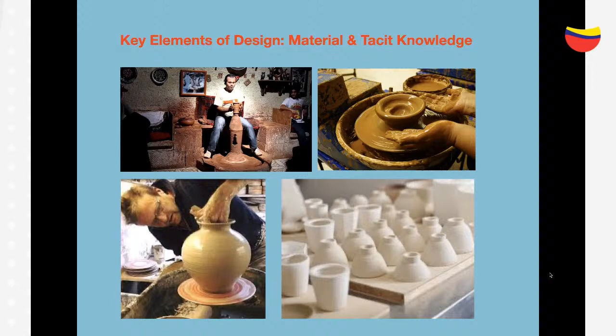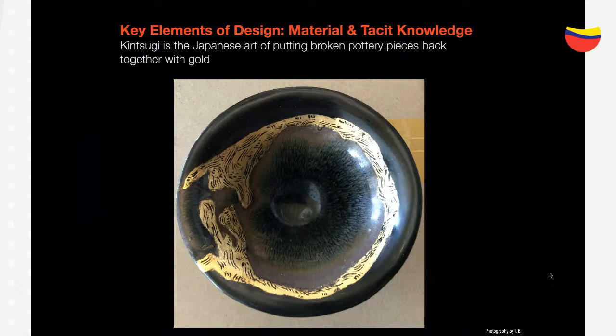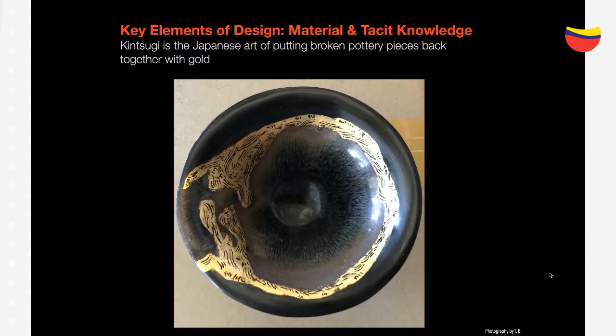Okay, and oh yes, that's the one I was talking about. Kintsugi is the Japanese art of putting broken pottery pieces back together with gold. What does it mean? You have a pottery, right? Okay, it's broken. What will you do? Well, normally we throw it away. Japanese don't. Well, it depends on the quality of the pottery we are talking about. They bring these pieces together and repair them, but they repair it with gold, right? And all of a sudden, this object turns into something else. Very, very valuable, maybe aesthetically as well.